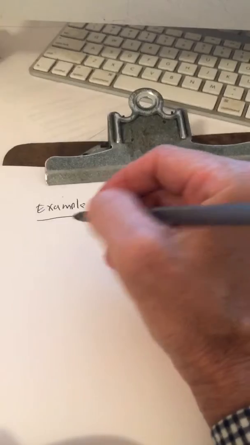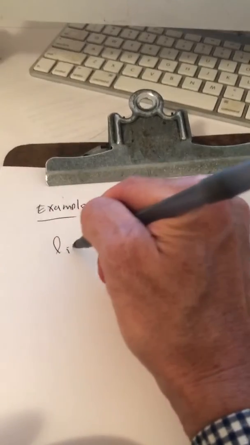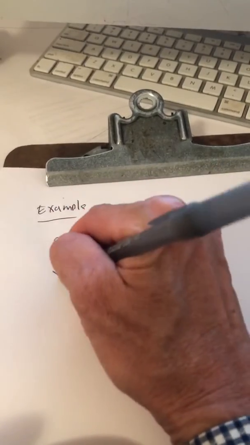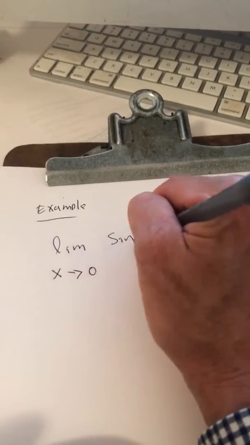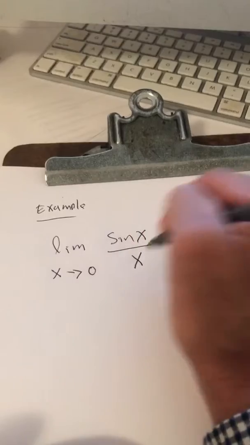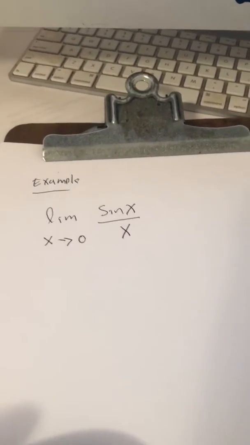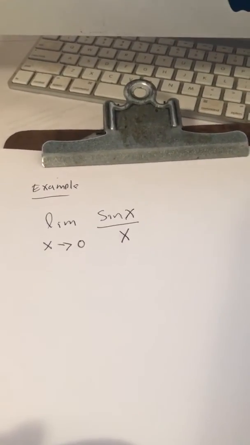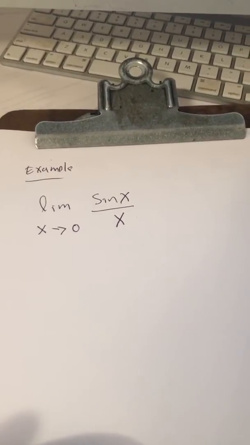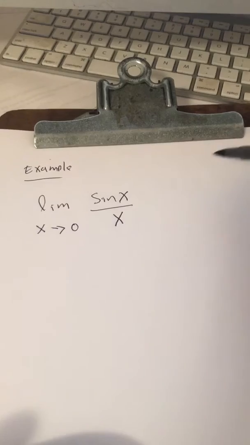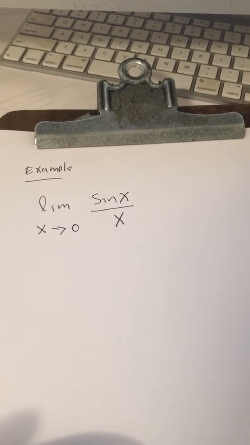Let's start with something that we know. So let's say I gave you the limit as x approaches 0 of sine x over x. Now this is something that we've seen before, more than once. We know that the answer is 1. We use geometry to prove that. So again, this is an indeterminate form, 0 over 0.